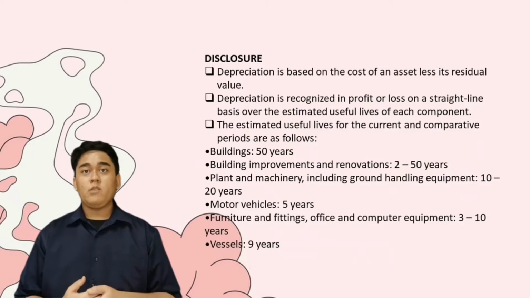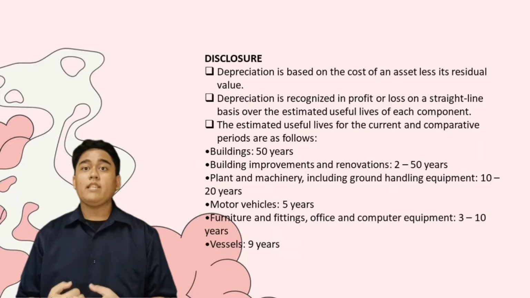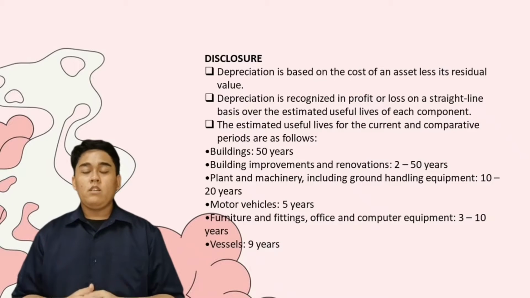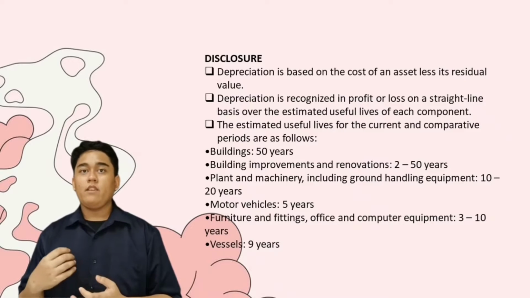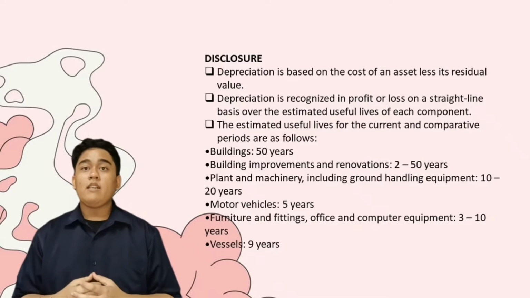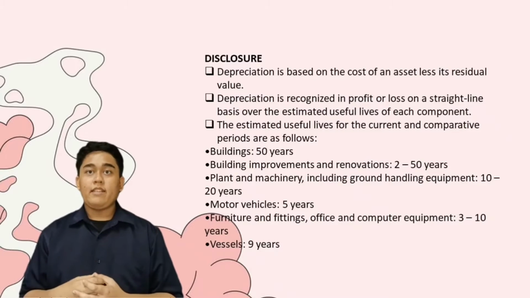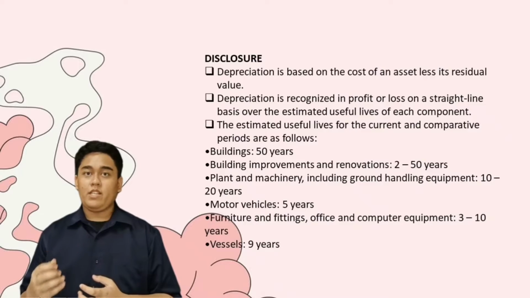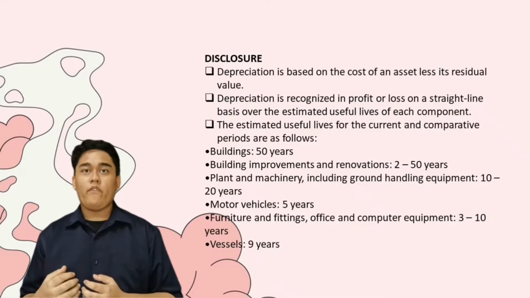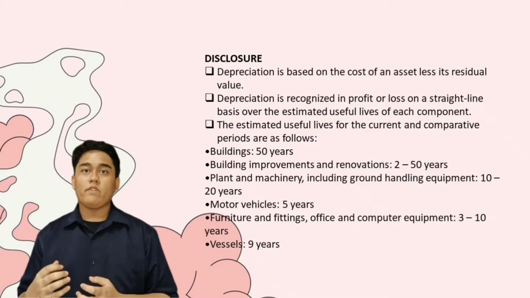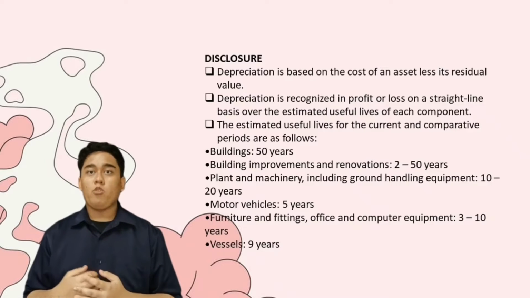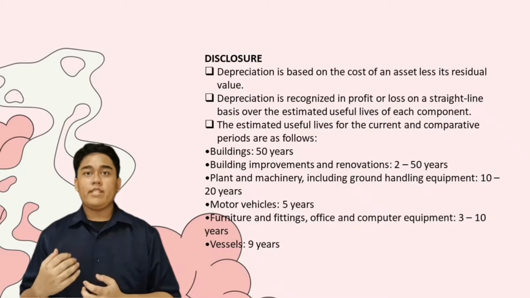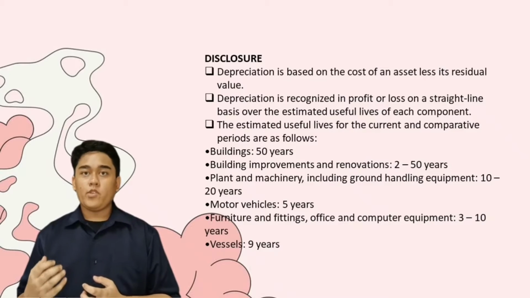Lastly, for disclosure, depreciation is based on the cost of an asset less its residual value. Significant components of individual assets are assessed, and if a component has a useful life that is different from the remainder of the asset, then that component is depreciated separately. Depreciation is recognized in profit or loss on a straight line basis over the estimated useful life of each component of an item of property, plant and equipment from the date that they are available for use.